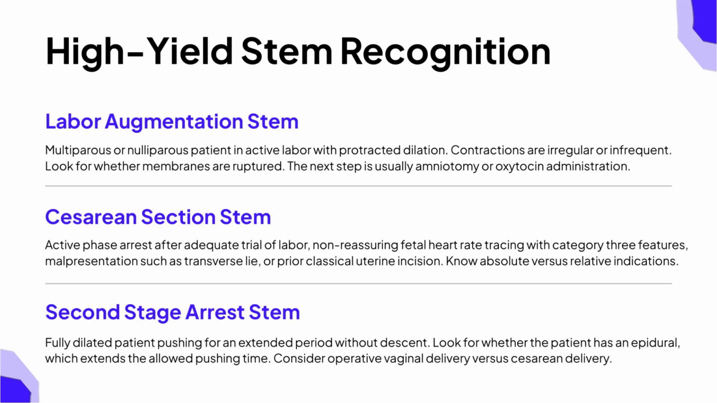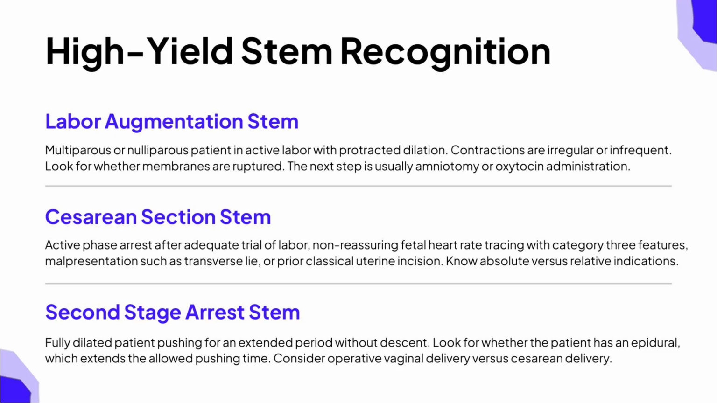Now let us talk about recognizing high-yield question stems. For labor augmentation, the classic stem describes a patient in active labor whose cervical dilation has stalled. The contractions are irregular or spaced too far apart. The question will often mention whether membranes are intact or ruptured because that determines whether you do an amniotomy first or go straight to oxytocin.